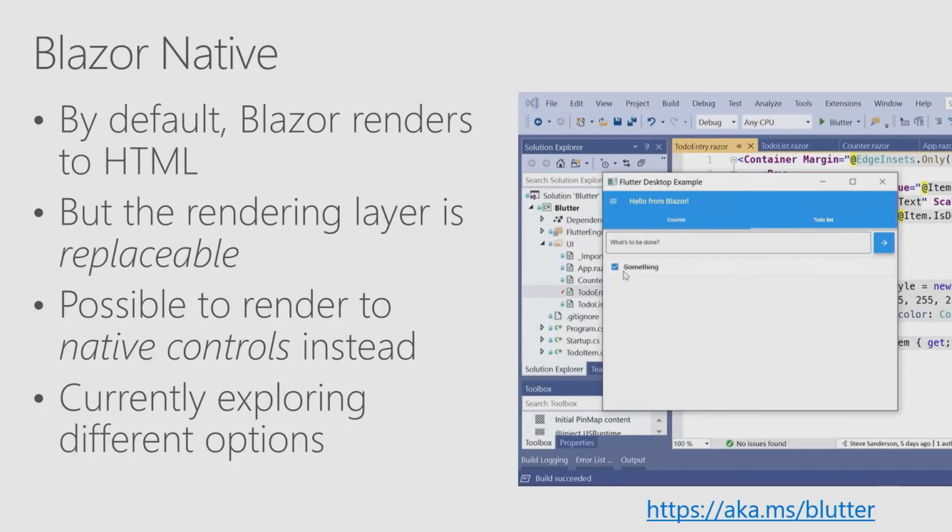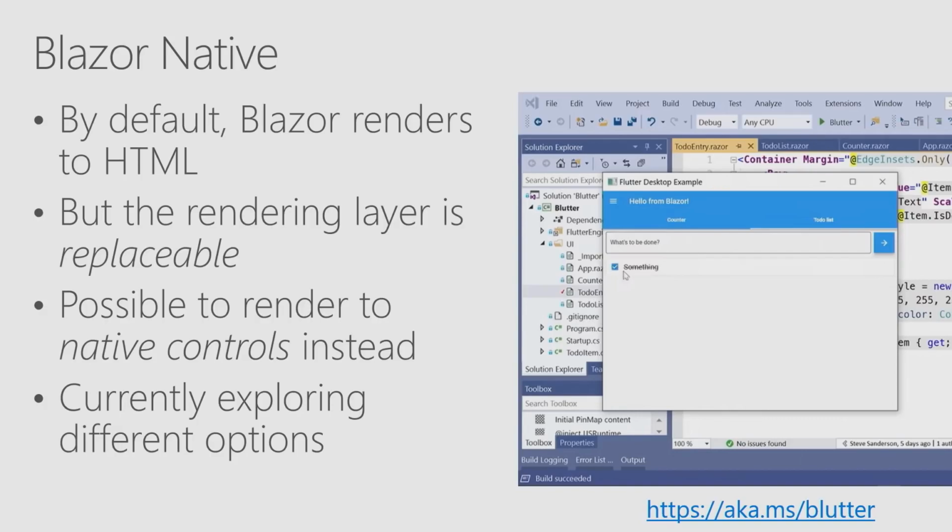There's a really cool demo that is just a tech demo, an experiment. It's not anything that we have any plans to ship, but that Steve Sanderson did at NDC Oslo earlier this year. And what he did is he took the Blazor renderer, he replaced it with a renderer that could render to native Flutter controls. So he was able to build a Flutter app using Blazor, writing his code in C#. Normally Flutter apps would be written with Dart. It's a pretty cool demo. You can take a look at it at the link below, aka.ms/blutter.